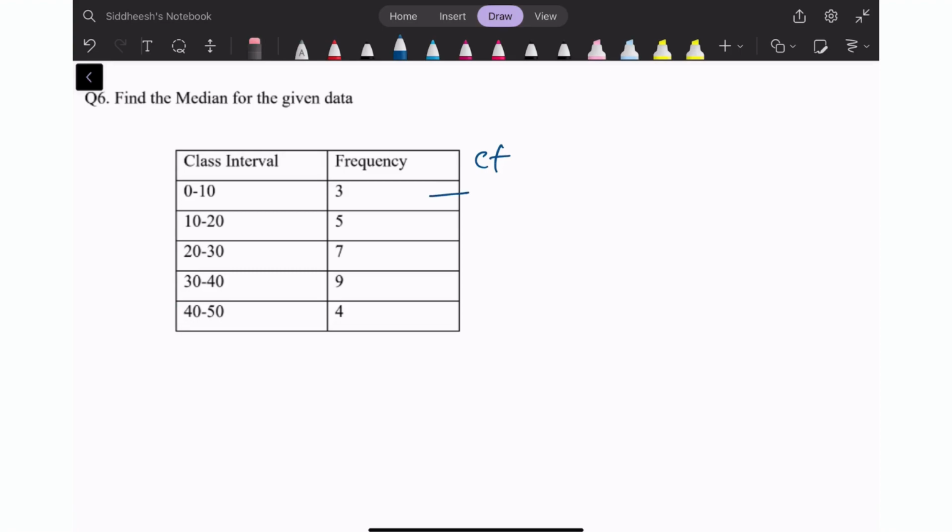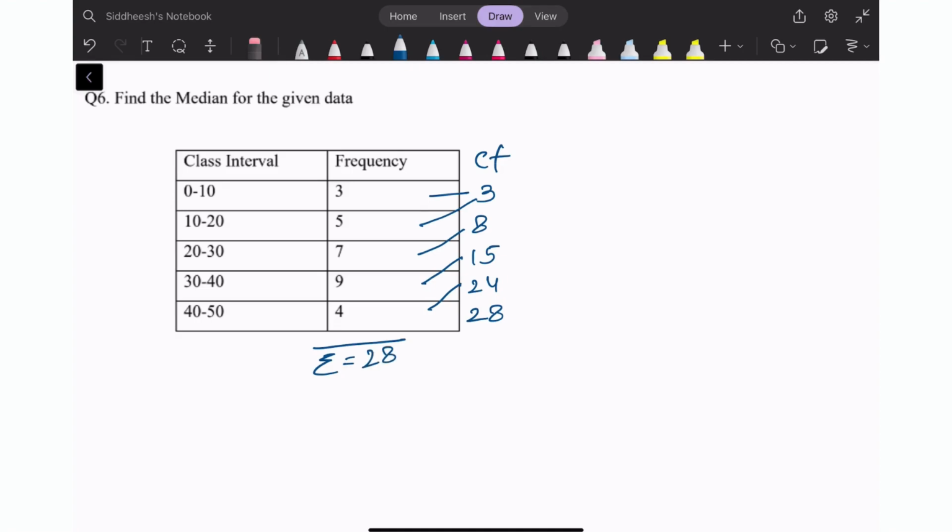It's simple, it is 3. 3 plus 5 how much? 8. 8 plus 7 how much? 15. 15 plus 9, 24. 24 plus 4, 28. The same will be the sum of frequency, 28. Simple thing, common sense, right?